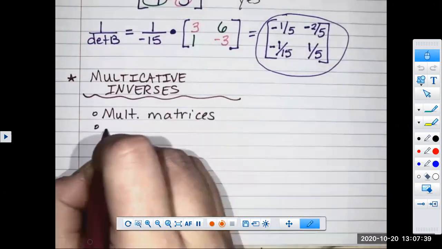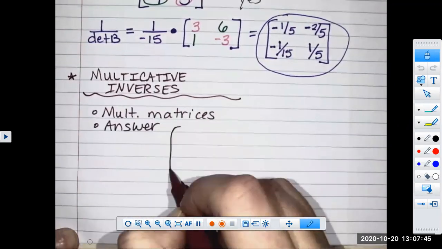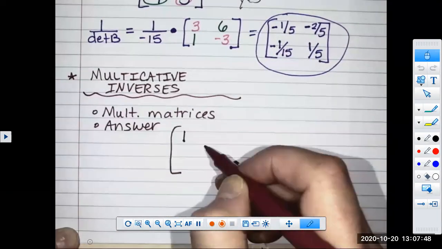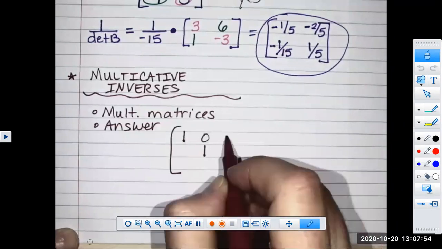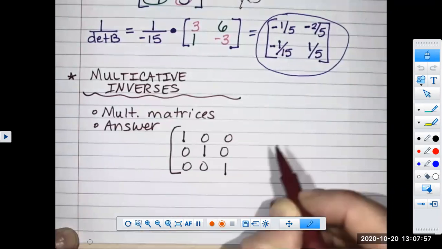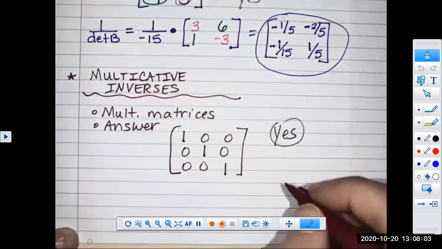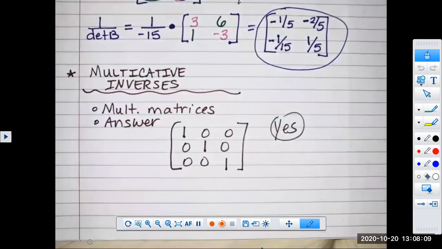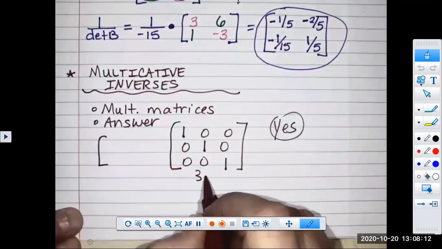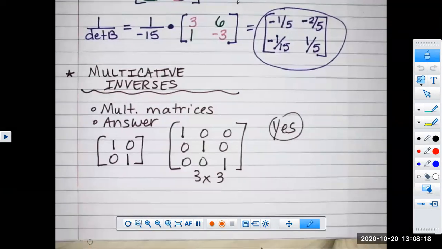If your result is an identity matrix, where you have ones along your diagonal from top left to bottom right and zeros everywhere else in the matrix, then yes. If you don't get that, you say no. That's a 3x3. Of course, for a 2x2, it would have ones here and zeros here. And for a 4x4, ones all the way to the bottom right, zeros everywhere else.